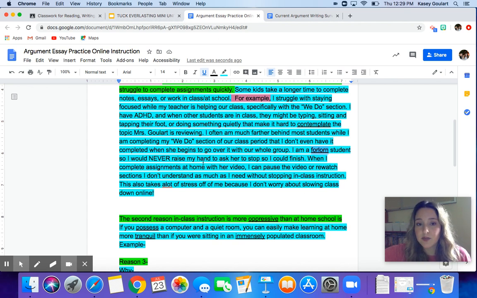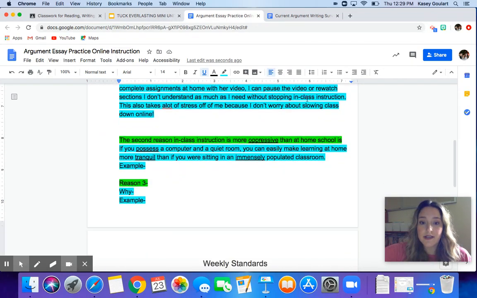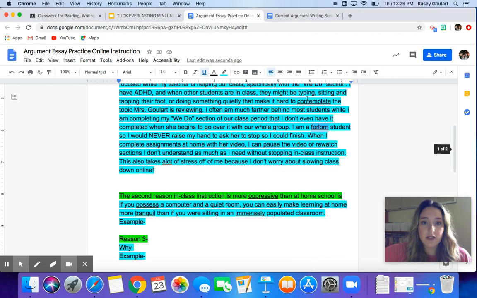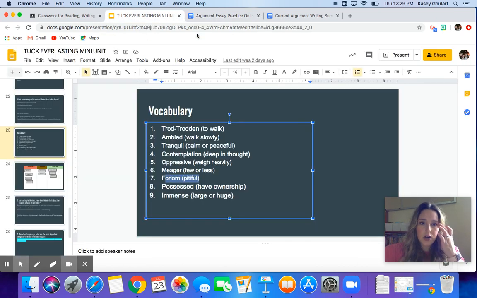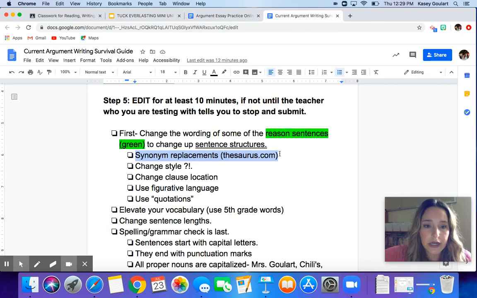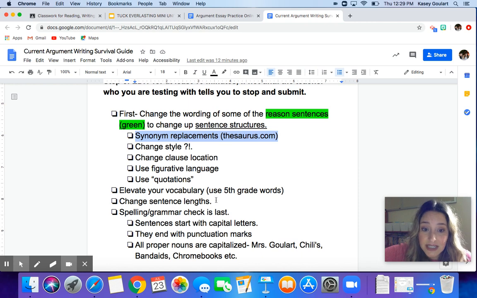Every year, I've told you this before, I've had students make straight 5s. Those students were extremely good at doing the vocabulary elevation checkpoint. So make sure that you guys do that as well. All right, so I've done the vocab checkpoint. Sorry, y'all, I'm trying to figure out where I am. Changing sentence length is next.